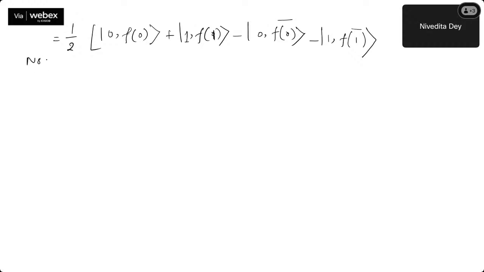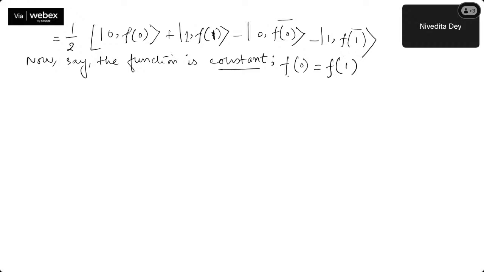Now say the function is a constant function. Say, for example, the function is a constant function. What does it mean? Whatever be my f0, whether 0 or 1, and whatever be my f1, whether 0 or 1, they have to be equal. That is the definition of a constant function. So that means f0 and f1 will be equal.